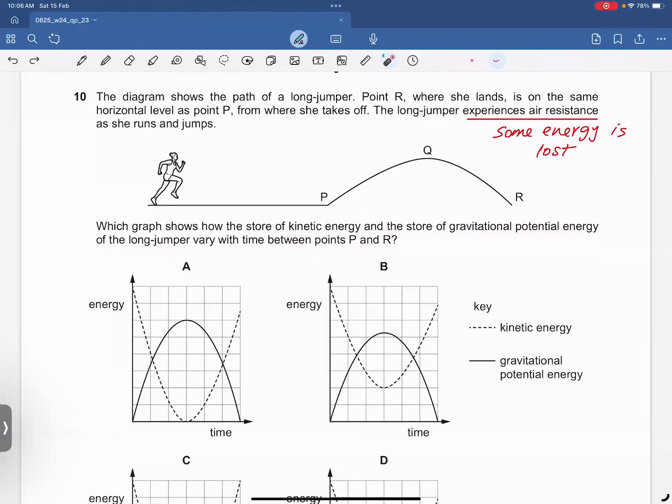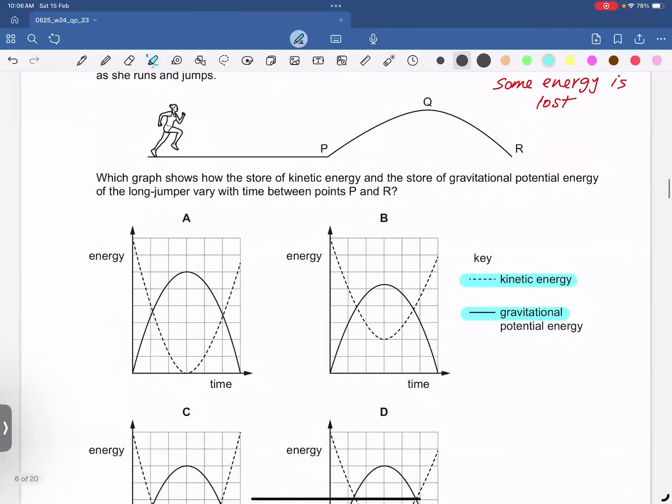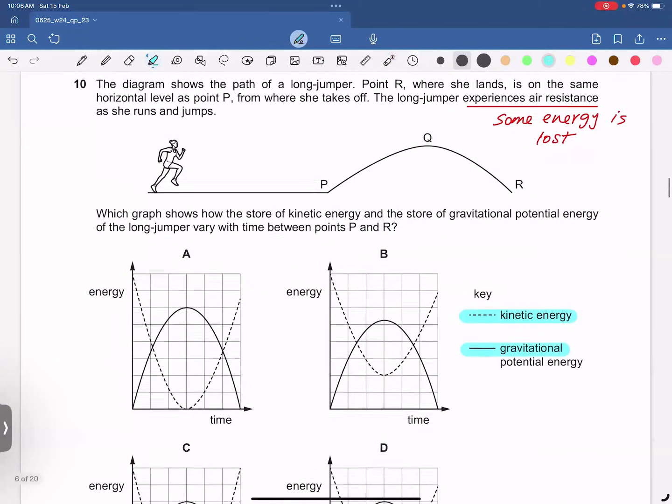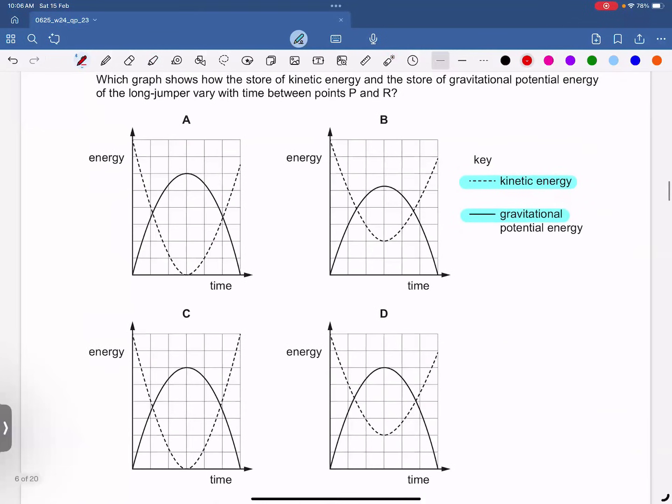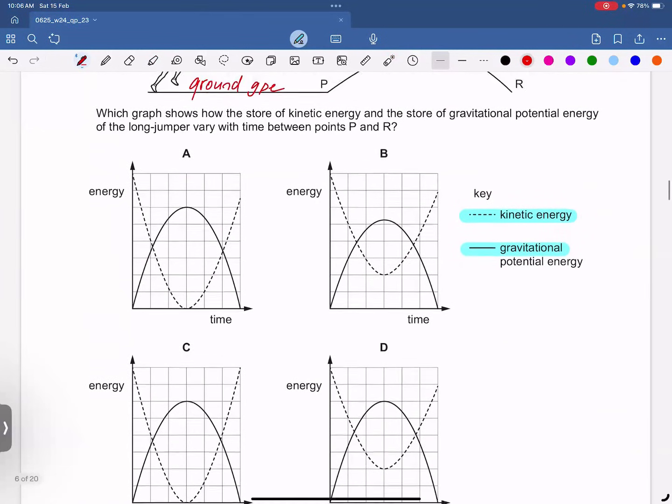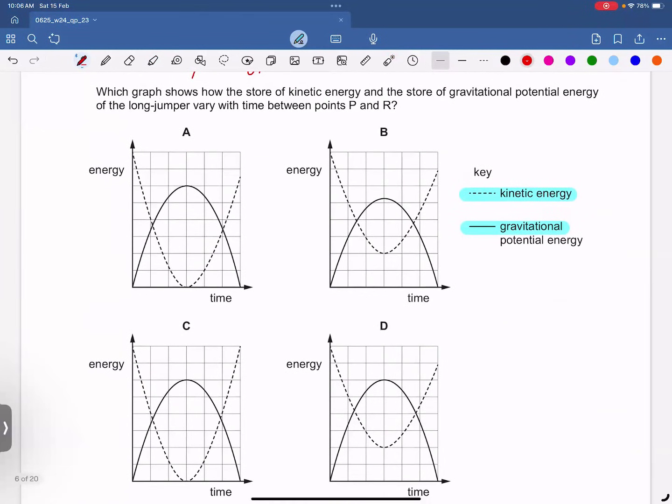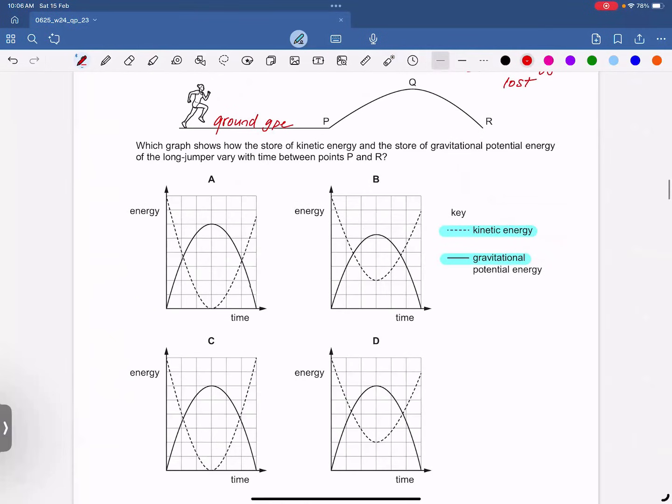So let's shortlist some options, my dear students. Before you shortlist, you need to know the dotted lines will be kinetic energy and the solid lines will be potential energy. You can see, my dear students, when you are running, you are on ground. So your initial GPE was 0. So initial solid line must be 0. This is in all cases. Okay. The next point we need to discuss is about the kinetic energy, and then we'll see which one is max and which one is min at point Q.